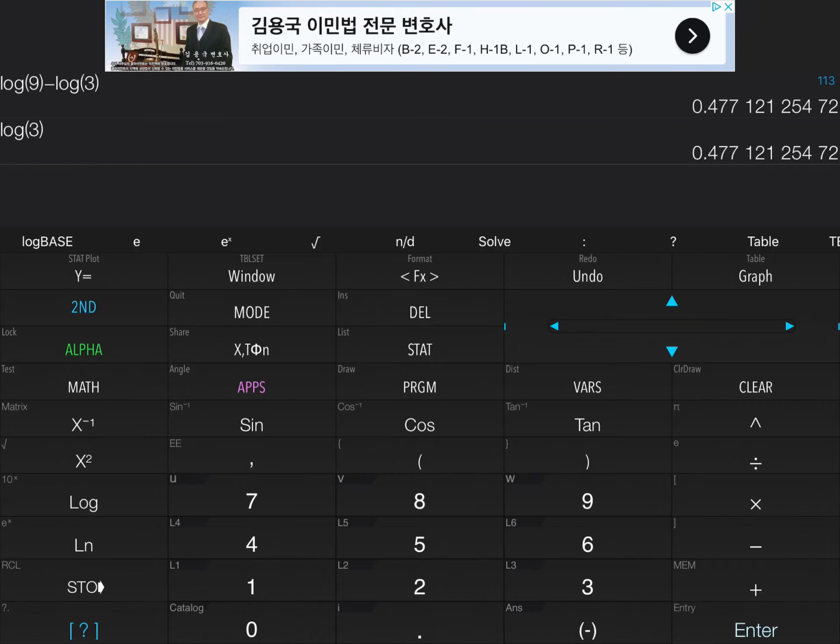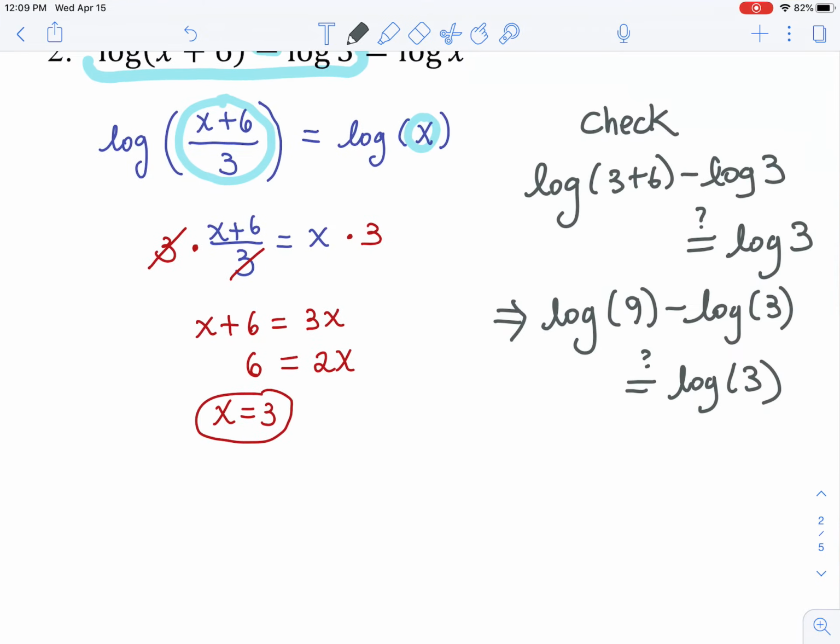If I do that, I got that decimal. And the right side was simply log 3, right? If I type it, I get the exact same decimal. So we know this one checks. So this is okay. Checked. So x equals 3 is a good solution. We're going to keep that. We don't call that an extraneous solution. It passed our check. All right, I got 2 more to go over with you.